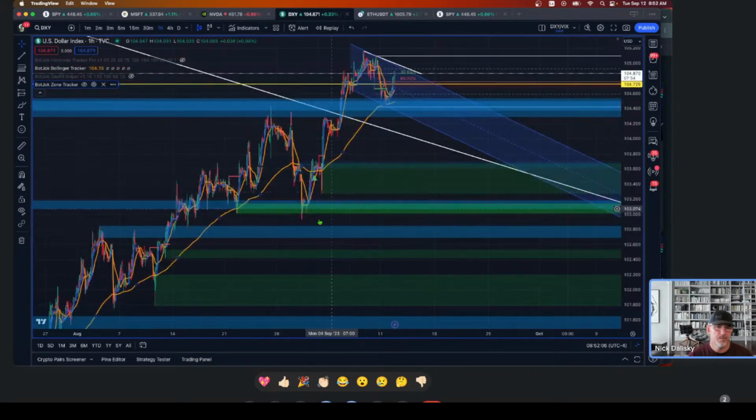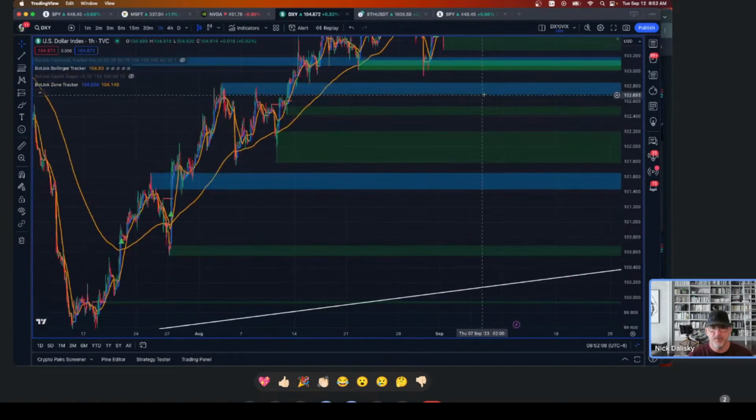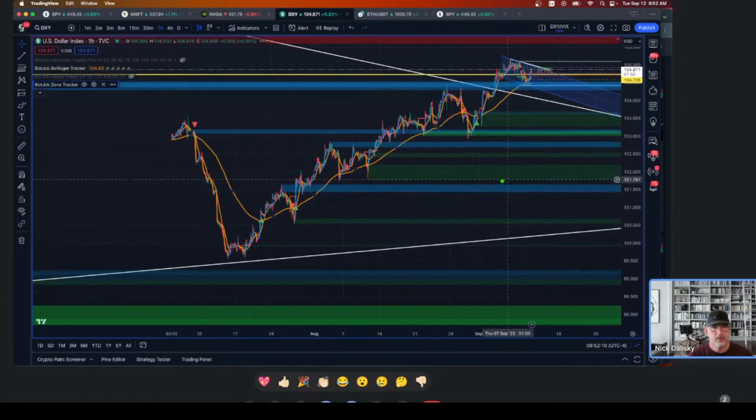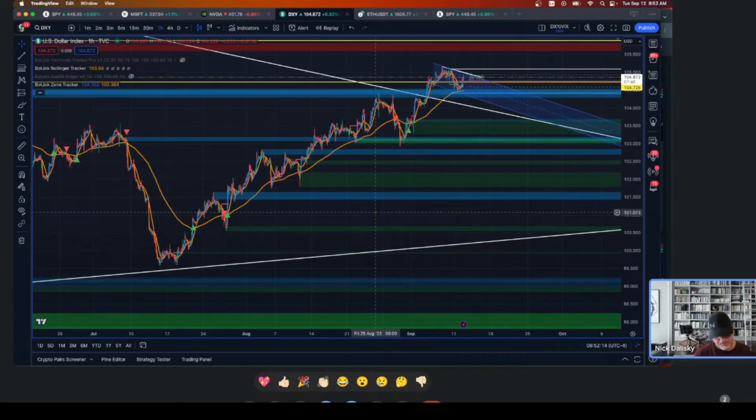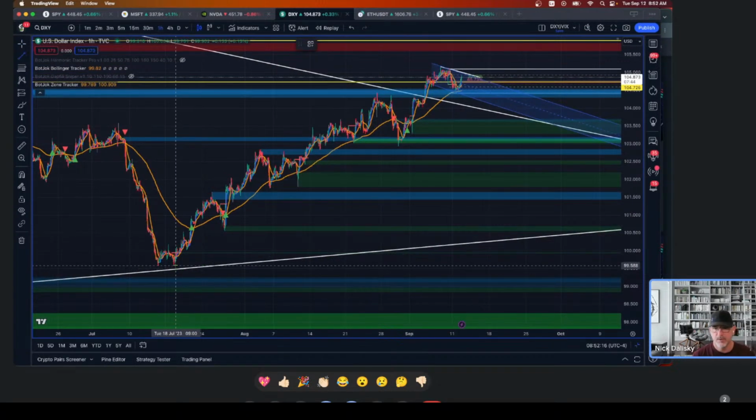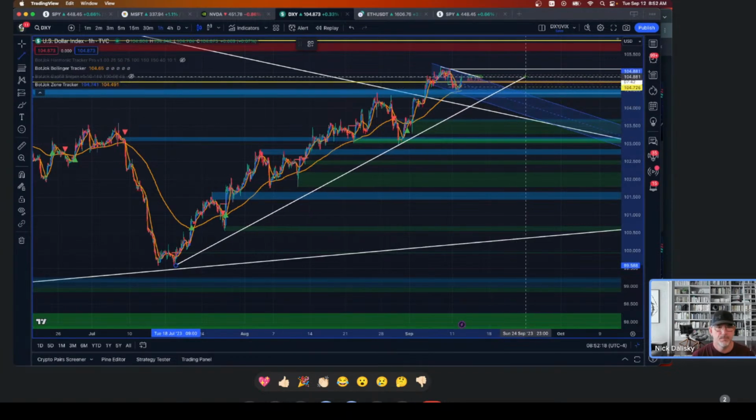Remember on the dollar, we've been climbing, so it's just been on an absolute tear since this double bottom here. So we can draw a little low, something like that.